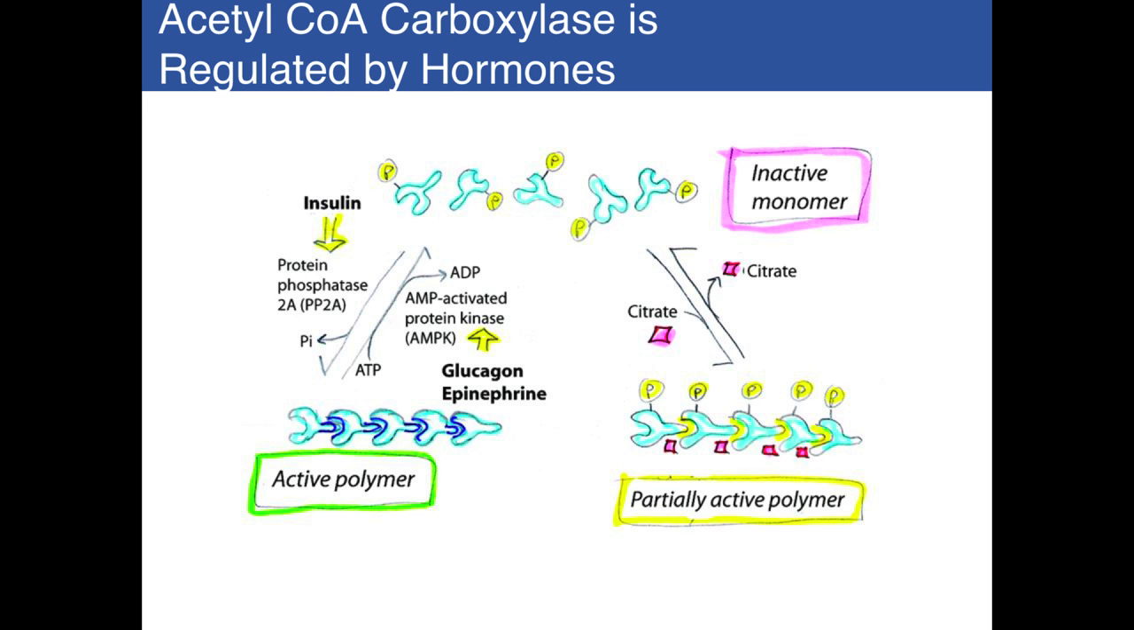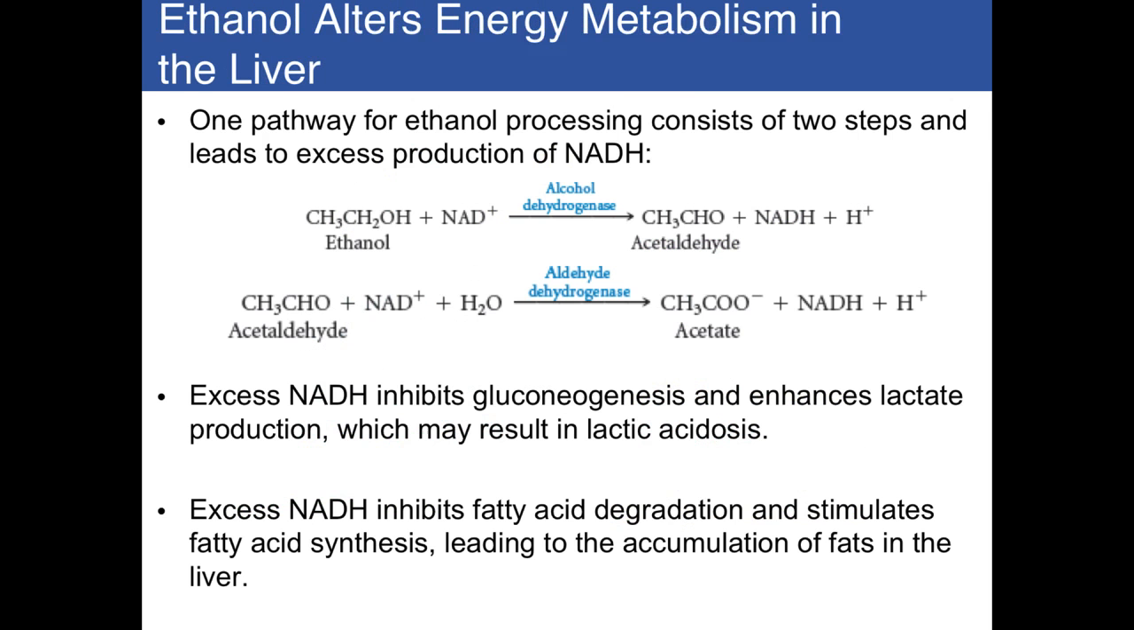It can also be regulated by hormones, things like insulin, glucagon, epinephrine. Insulin stimulates the dephosphorylation and thus activation. Also can be stimulated if there's no fatty acids around. So the active polymer is activated by insulin, which removes that phosphate. Glucagon and epinephrine can also activate it, and we have an active polymer. Citrate can partially activate it. So those are the main regulatory mechanisms by which this whole process is regulated.